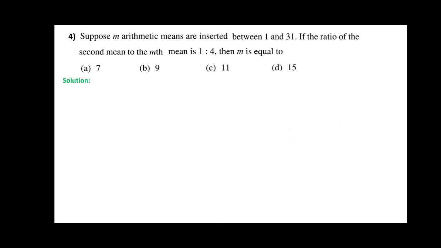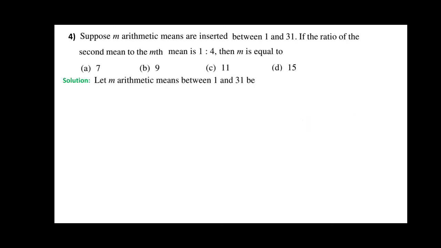Let's consider the fourth question. Suppose m arithmetic means are inserted between 1 and 31. If the ratio of the second mean to the mth mean is 1:4, then m is equal to: option A 7, option B 9, option C 11, option D 15. Let us consider the solution.